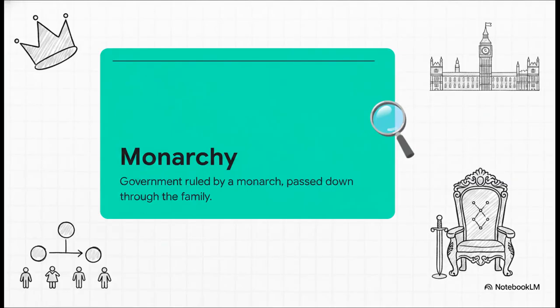Kicking things off is one of the absolute oldest forms of government out there, the monarchy. This is where rule is inherited through family, right? Usually passing down to the oldest child. But keep in mind, monarchies come in very different flavors. You've got symbolic monarchies, like the United Kingdom, where the monarch is basically a figurehead holding no real political or economic power. And then you have absolute monarchies, where the king or queen makes literally all the vital decisions for the country.